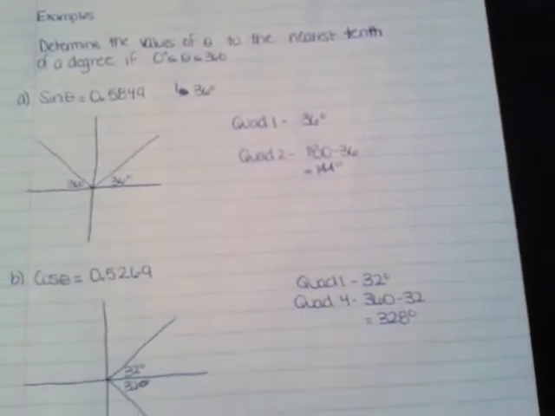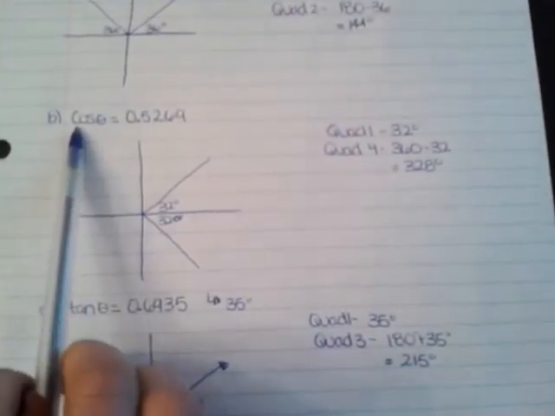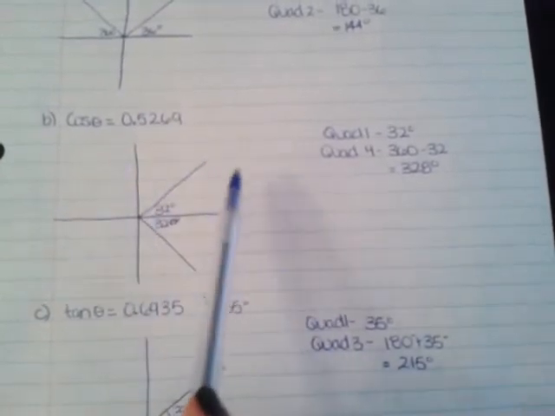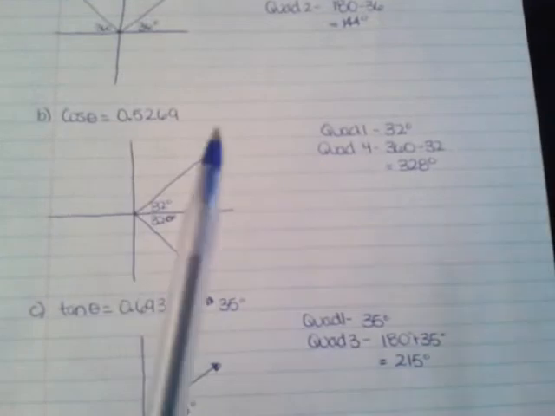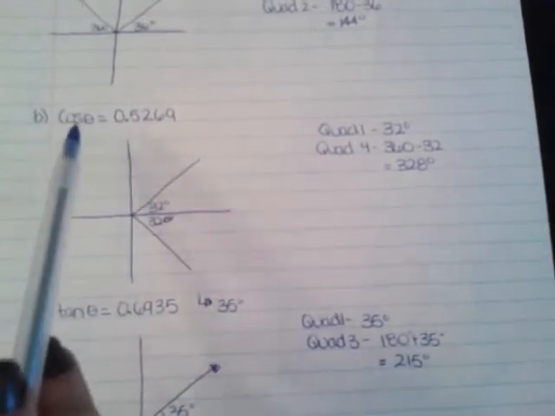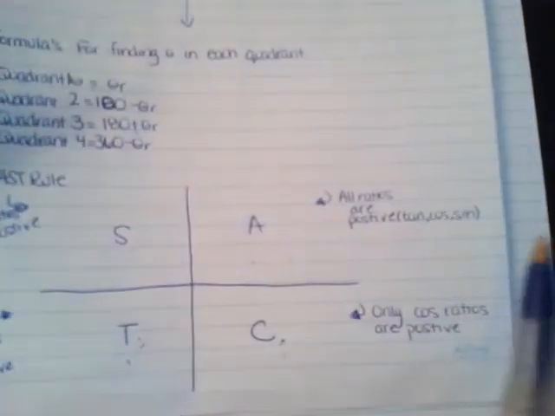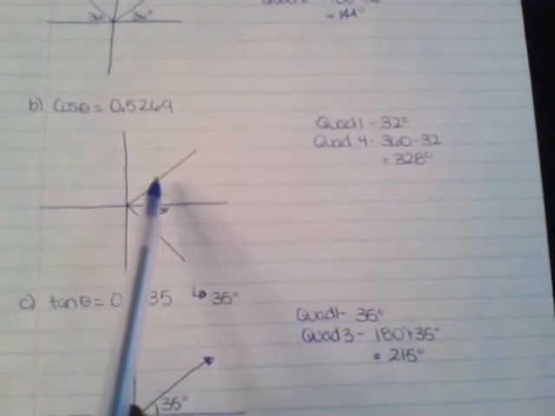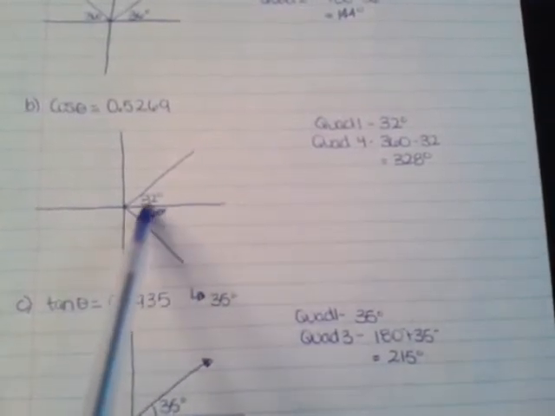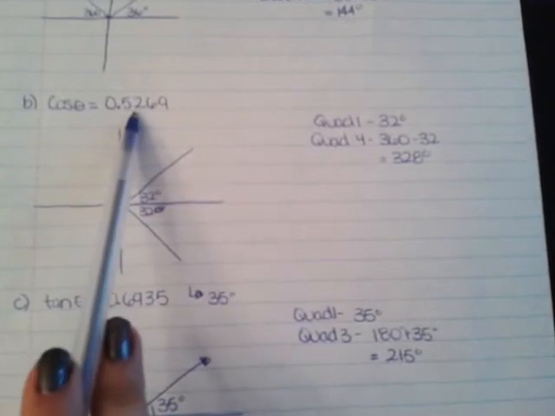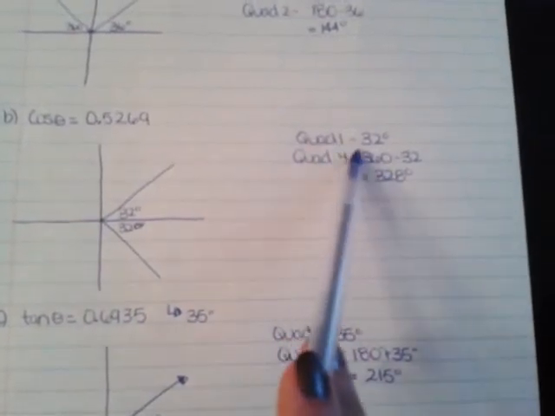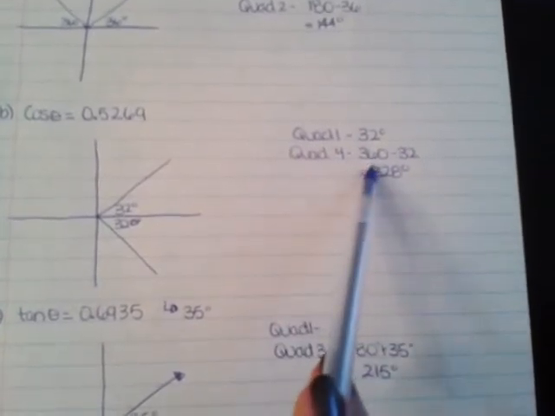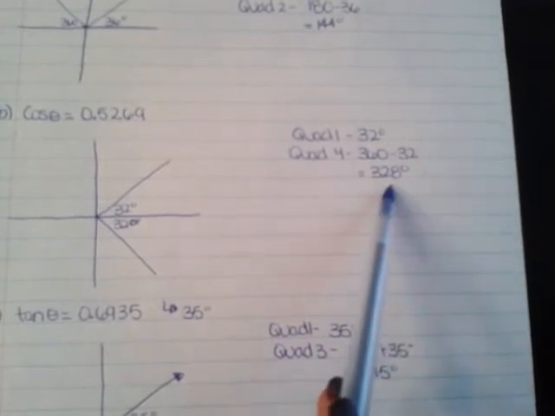So that's basically it. If you have an angle that's given as cos theta equals 0.5269, the first step you do is once again figure out what quadrants it is in. So for cos, referring back to the CAST diagram, cos is positive in the first quadrant and the fourth quadrant. So my terminal arm is in the first quadrant and the fourth quadrant, and my related angle, 32 degrees, that's the inverse of that, is written right here. And then I apply my formulas. So quadrant 1 is 32 degrees, and quadrant 4 is 360 degrees minus 32, which is 328 degrees.